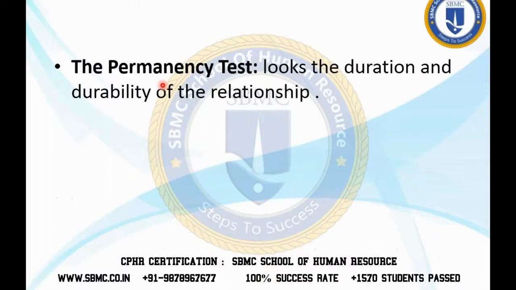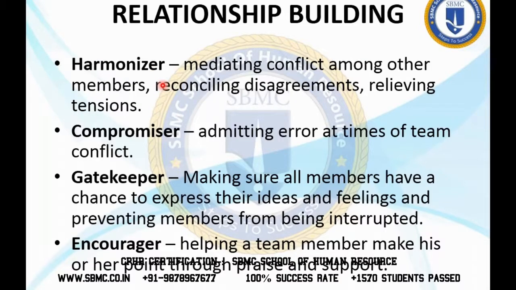So let's come to the permanency test. The permanency test says let's look for the duration and durability of the relationship. That is the permanency test. So a team member can be a harmonizer. The harmonizer is mediating conflict among the members, reconciling disagreement and relieving tension. That is the harmonizer. Then you have the compromiser.